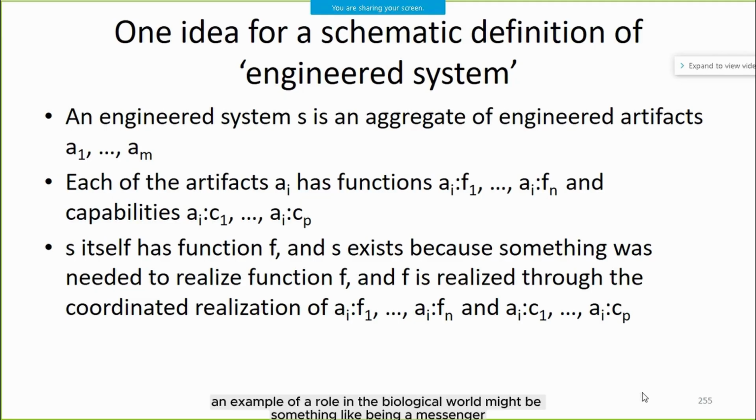Yeah. So this is also something which we have argued about. An example of a role in the biological world might be something like being a messenger or being a transport molecule, where you have directionality, in other words, where you have an initiator and a passive recipient. That looks more like a role relation than a disposition relation. However, the biologists that we work with do not like the idea that there are roles in the biological realm.